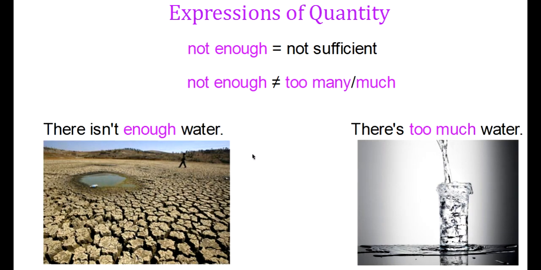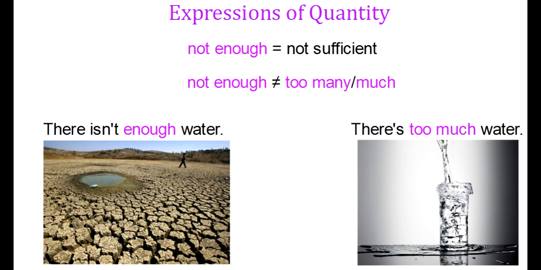Check out this example with water. Here in the desert, there isn't enough water. It's not sufficient. But in this glass, there's too much water. I don't want all of this water. I need less water.